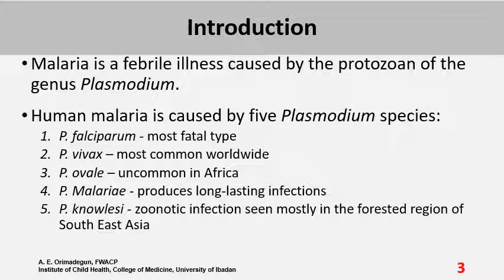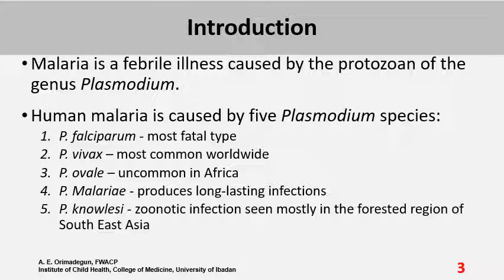Malaria is a febrile illness caused by the protozoa of the genus Plasmodium. The human malaria is caused by the following Plasmodium species: Plasmodium vivax, Plasmodium falciparum, Plasmodium ovale, Plasmodium malariae, and Plasmodium knowlesi. Of the 5 species of malaria, the most fatal is Plasmodium falciparum malaria. It is responsible for most cases of severe malaria in sub-Saharan Africa, also in Asia, but vivax is more common than falciparum on the Asian continent.